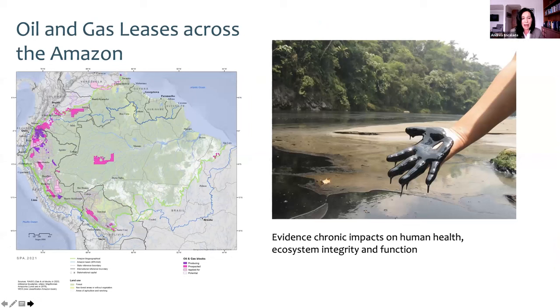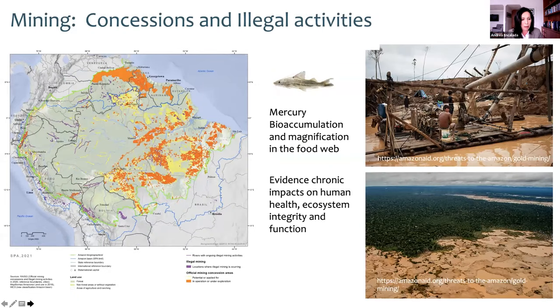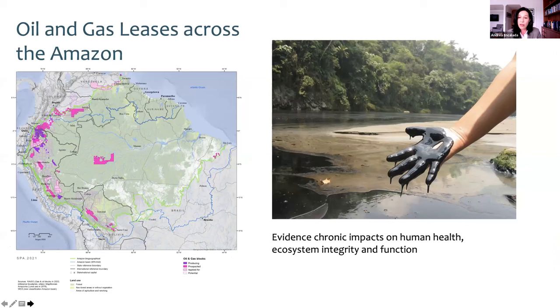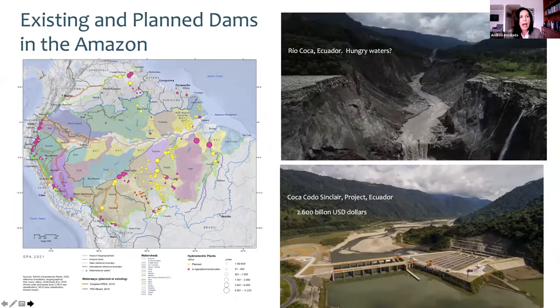Oil and gas production is also a big problem, especially the oil spills that we have in the region. This sadly is a big problem in Ecuador, in my country. There are a lot of rivers that have problems with oil spills. Also a big concern is the construction of dams in the Amazon. You can see here in pink the ones that already exist, and in yellow the ones that are planned. Some of the questions we have in the panel are whether we could do better planning on how we construct dams.